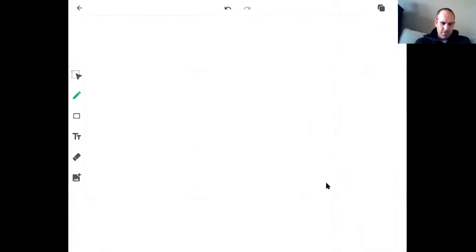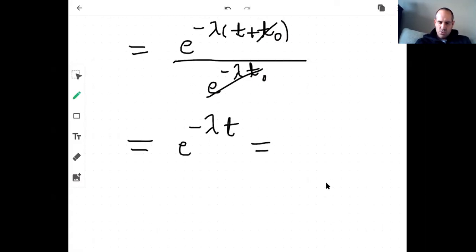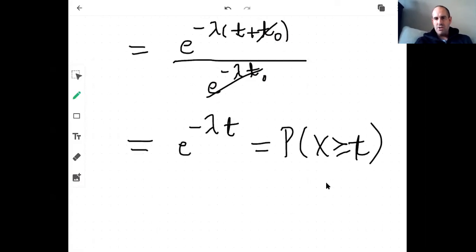So this is equal to e to the minus lambda times t plus t0, that's kind of like our little x, divided by, on the bottom, the probability that x is bigger than or equal to t0. So this is e to the minus lambda t0. And do you see that this guy down here is going to cancel with this guy right here? Because I could split up that exponential across the powers. And so this is going to end up being e to the minus lambda t, which, by the way, is equal to the probability that x is greater than or equal to t. So x, in some sense, has forgotten about the fact that it's already waited t0 amount of time. That's what the memoryless property is for the exponential distribution.